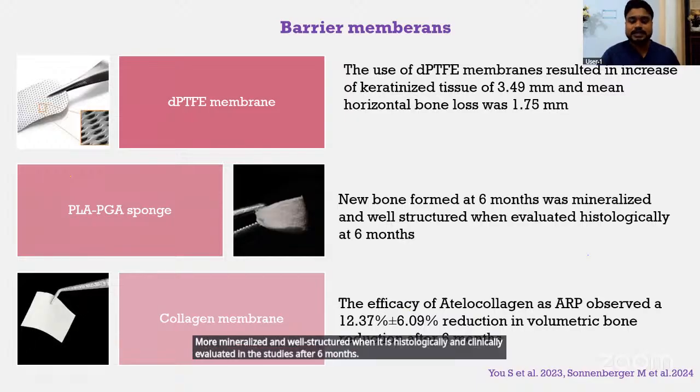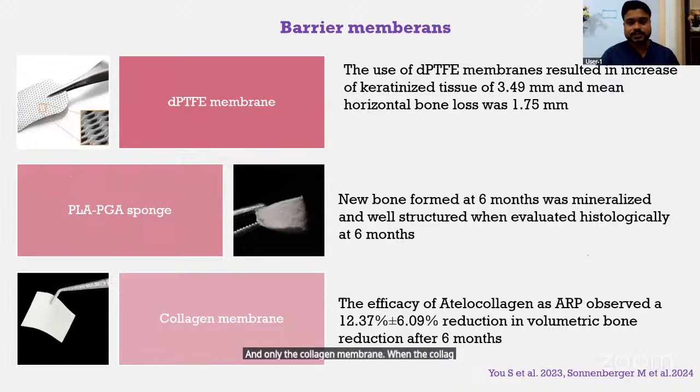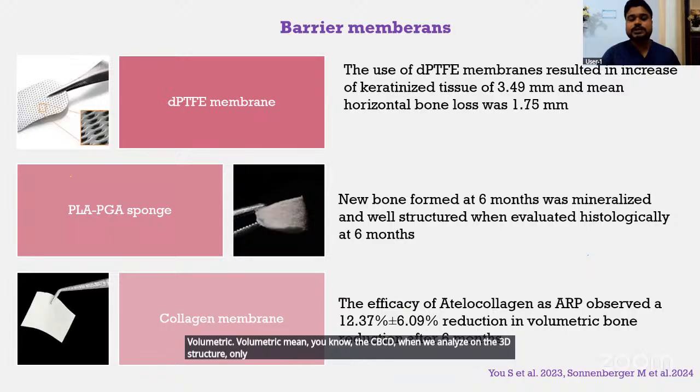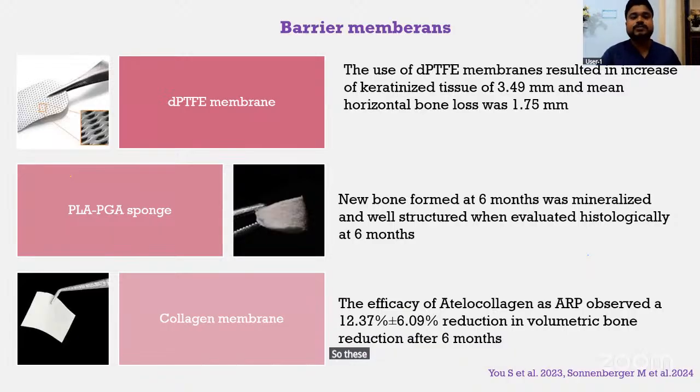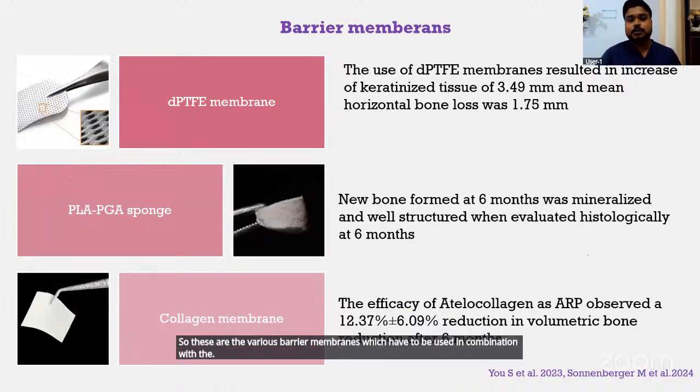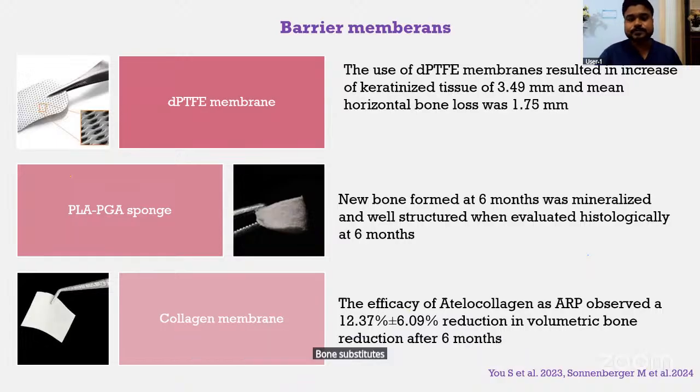And only the collagen membrane. When the collagen membrane is used, it was observed that there was only up to 6% reduction in volume, meaning on the CBCT, when we analyze the 3D structure, only 12 to 6% of bone was resorbed. So these are the various barrier membranes which have to be used in combination with the bone substitutes.